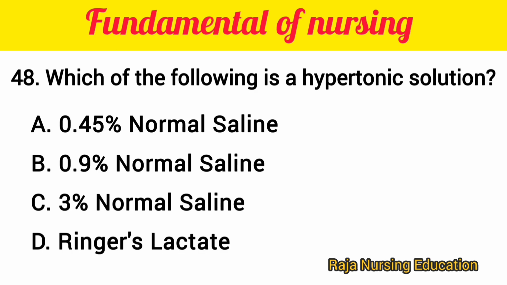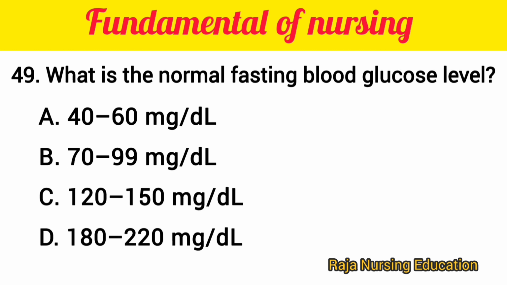Which of the following is a hypertonic solution? The answer is C. 3% normal saline is a hypertonic solution. What is the normal fasting blood glucose level? The answer is B. 70 to 99 mg per deciliter.